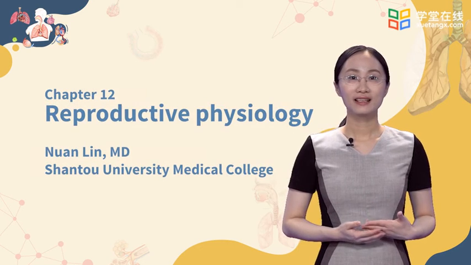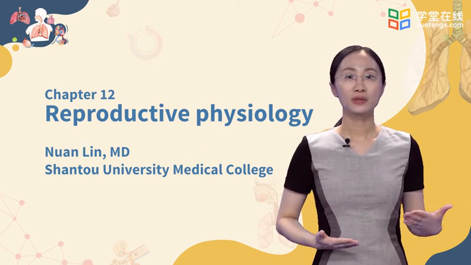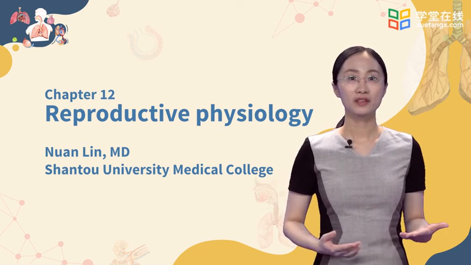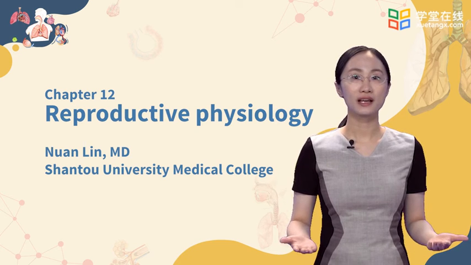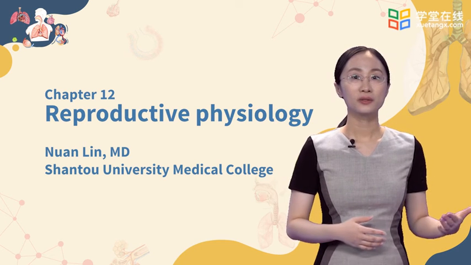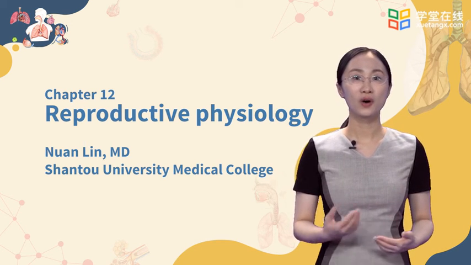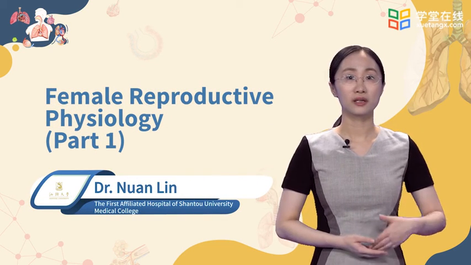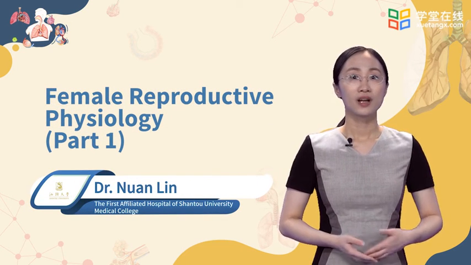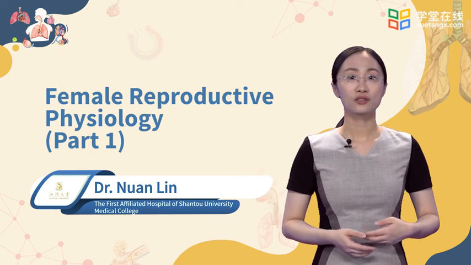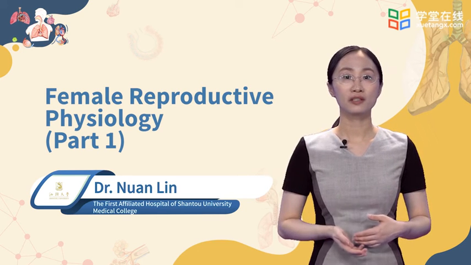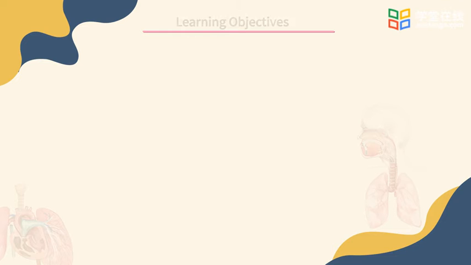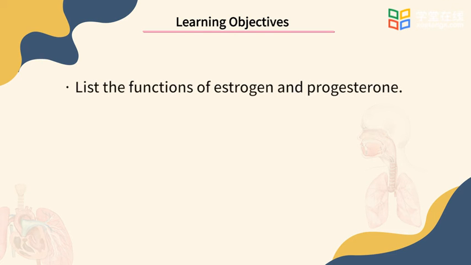In the previous lesson, we covered the regulation of the hypothalamus-pituitary-gonad axis in the male, including the primary male hormones. Since female reproductive physiology is a bit more complicated, we will devote 2 sections to cover female reproductive functions. Learning objectives: list the functions of estrogen and progesterone.